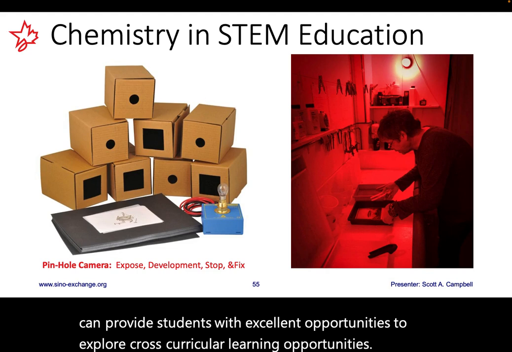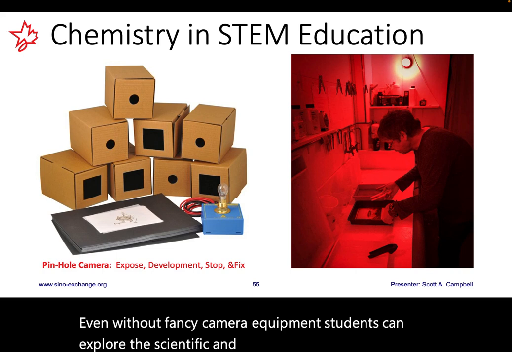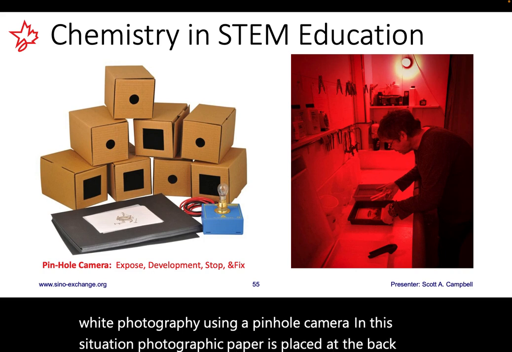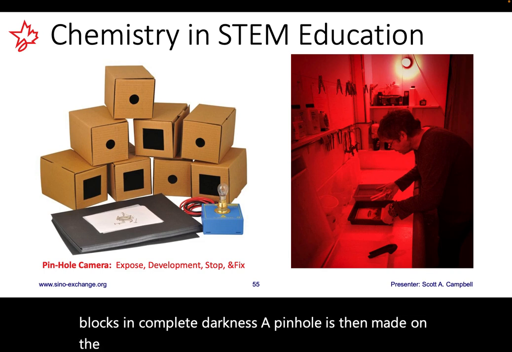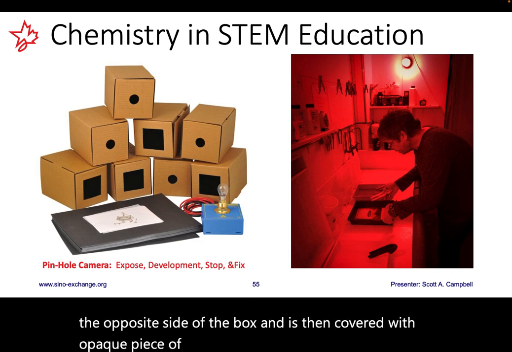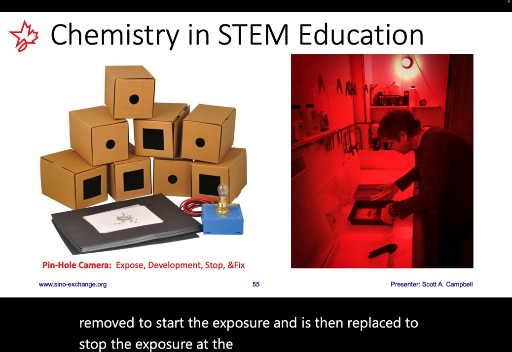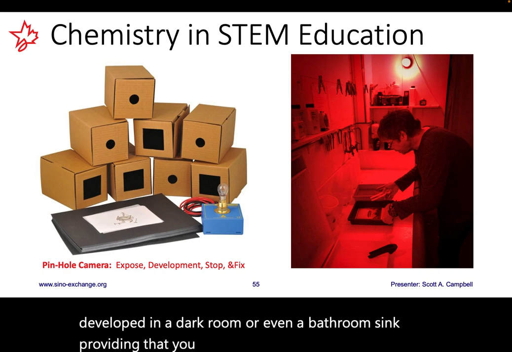Even without fancy camera equipment, students can explore the scientific and artistic aspects of black and white photography using a pinhole camera. In this situation, photographic paper is placed at the back of a box in complete darkness. A pinhole is then made on the opposite side of the box and is then covered with an opaque piece of tape. The tape is then carefully removed to start the exposure and is then replaced to stop the exposure at the end. The print can then be developed in a darkroom or even a bathroom sink, providing that you do not expose the paper to any white light.